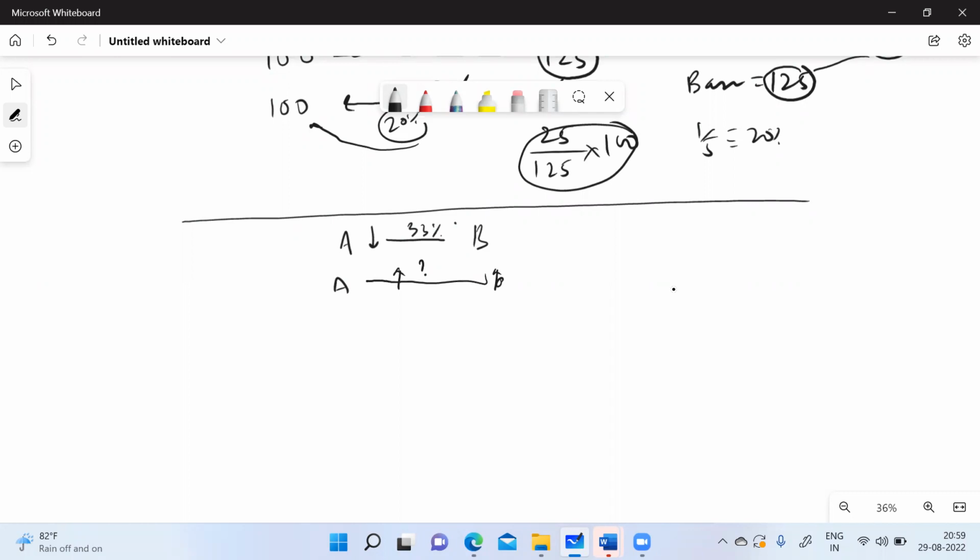A एक नंबर है, जिसको 33 1/3% डिक्रीज करके B बनाया गया. ठीक है, मतलब उसको 33 1/3% से कम कर दिया गया. Now, in order to go back, वापस A पे लेके जाना है, तो B में परसेंटेज चेंज क्या करना पड़ेगा? बढ़ाना पड़ेगा, घटाना पड़ेगा? पहले ये बताओ. Will you have to increase or decrease it?